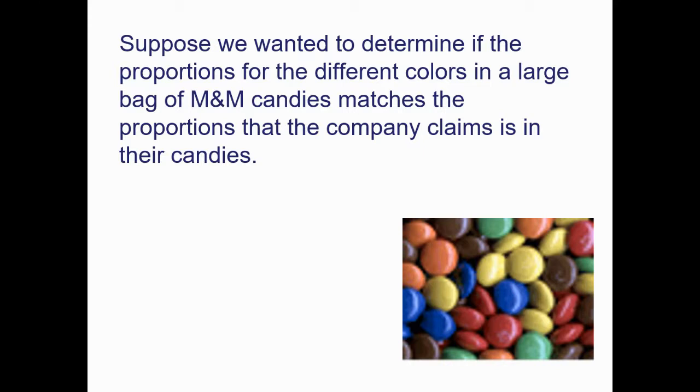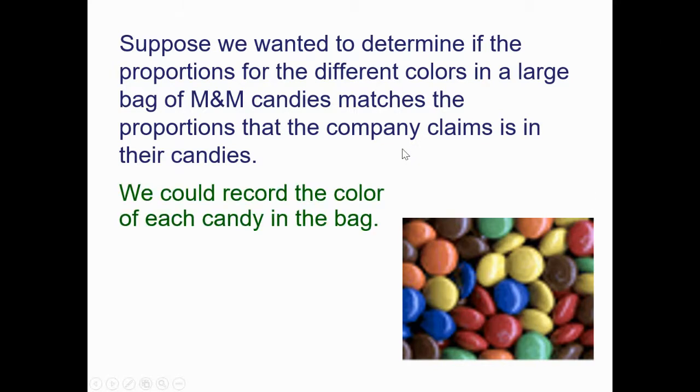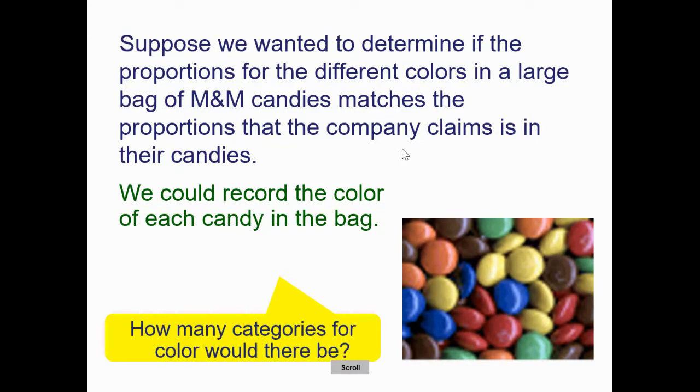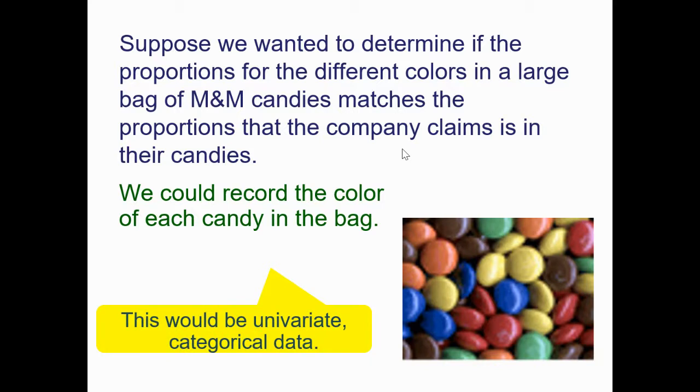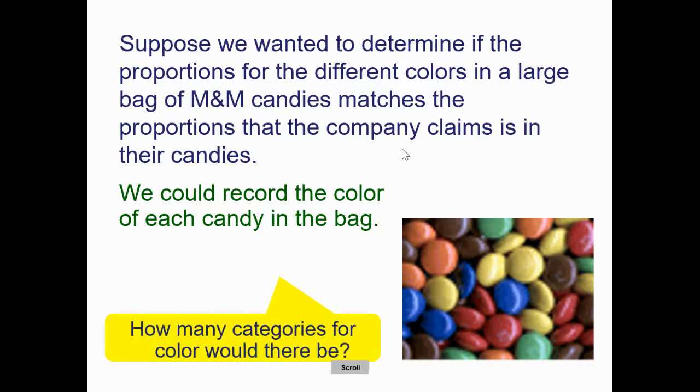So let's say we want to test whether a certain bag of M&Ms matches those proportions. Well, one thing we could do is record the color of each candy in the bag. So this would be univariate categorical data. We're only looking at one variable, color, and it's broken into categories.